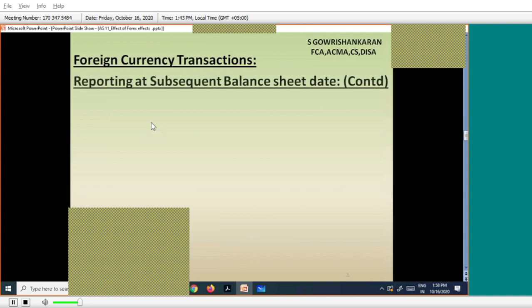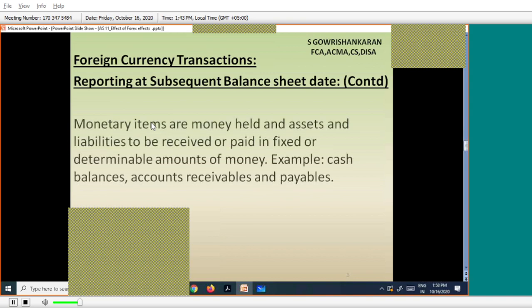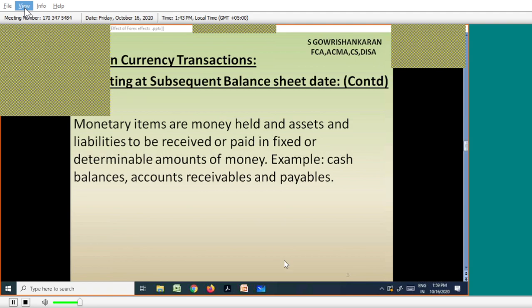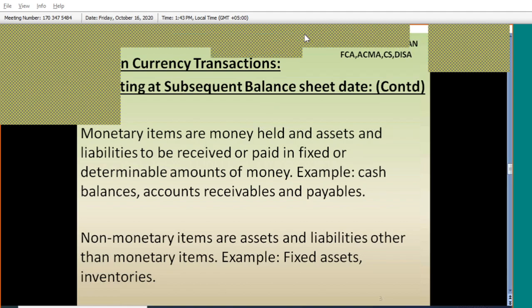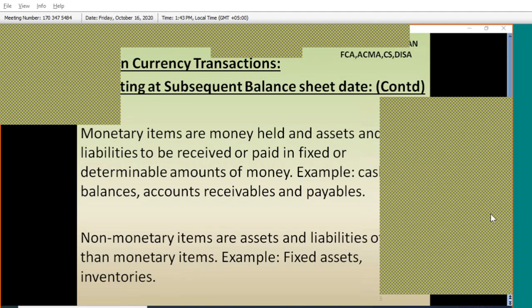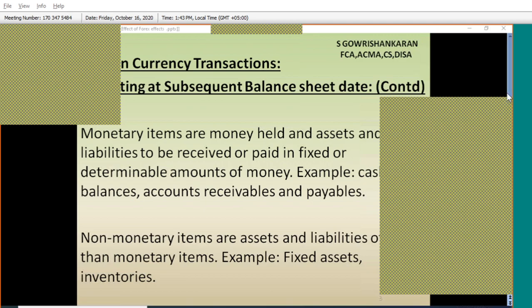Foreign currency transactions continued. Reporting at subsequent balance sheet date continued. Just to go through here, monetary item means what? Just to go through the language. And also, non-monetary item means, what is non-monetary item? Just go through the theory.